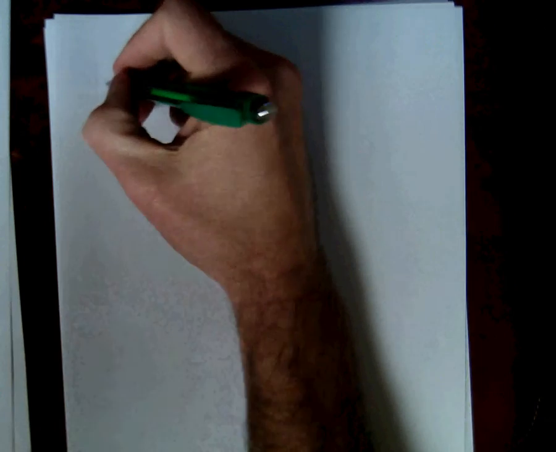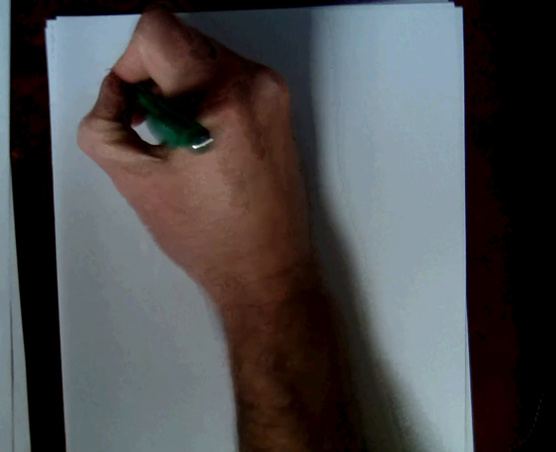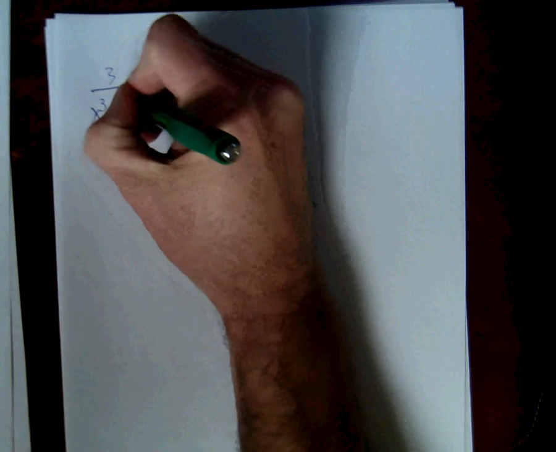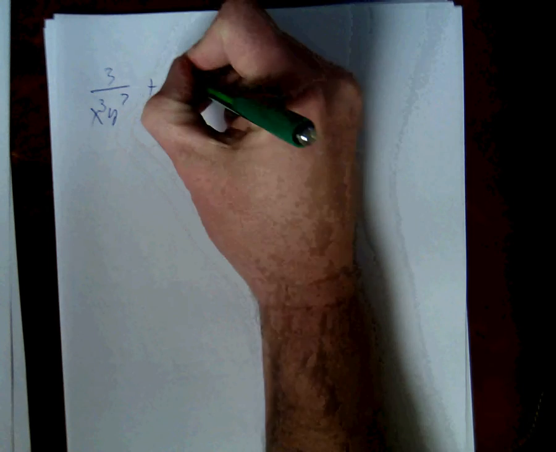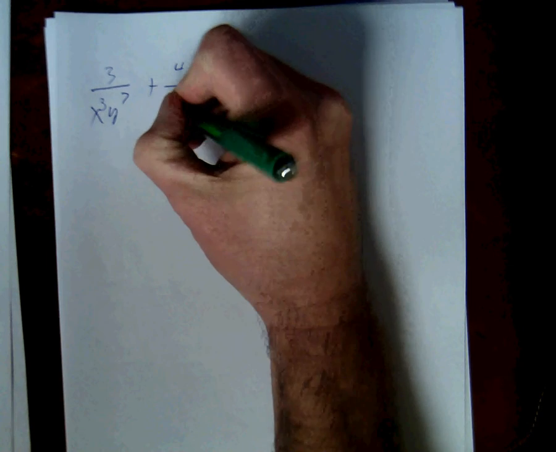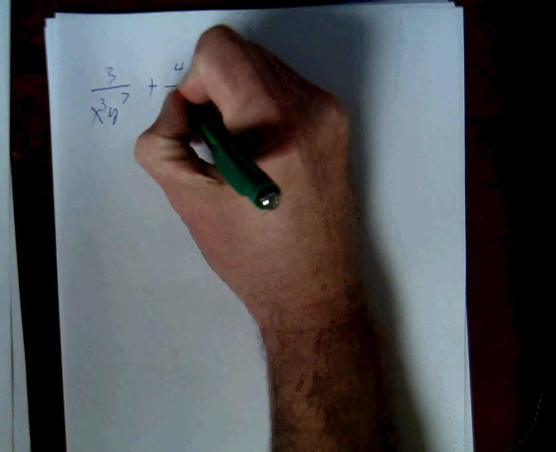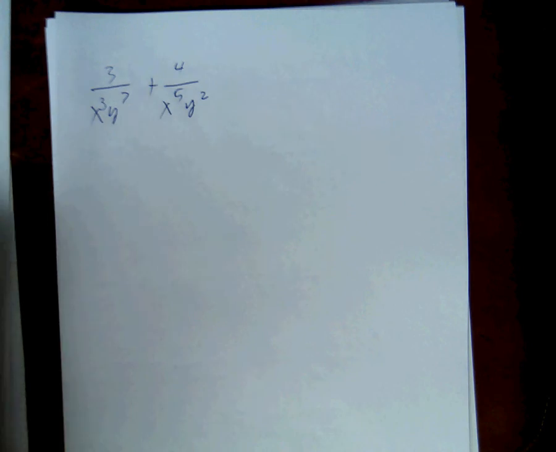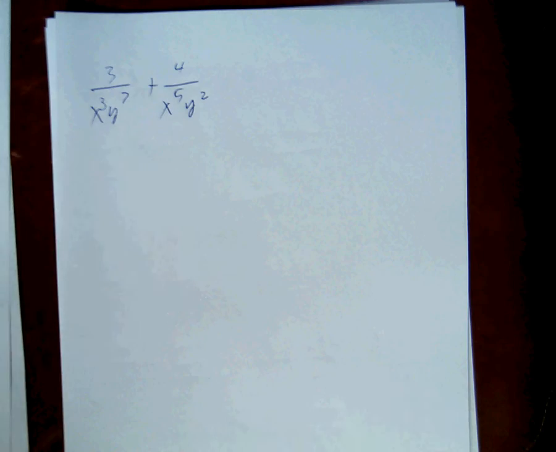If I were getting a common denominator, I'm just going to put some random thing, 3 over x cubed y to the 7th plus 4 over x to the 5th y squared. And again, don't write this down. This is not the main focus of today, but this is just how I teach common denominators in algebra.